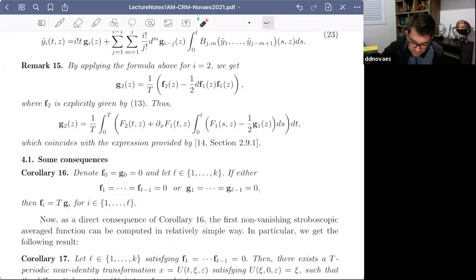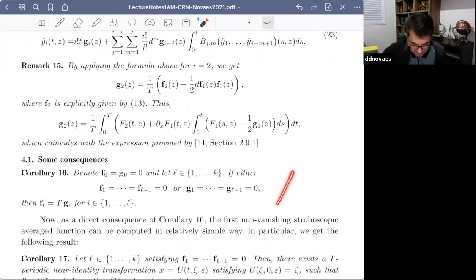Okay. Analogously, if this sequence of functions vanishes, then this other sequence of functions also vanishes, and also the next one coincides, up to a factor T.